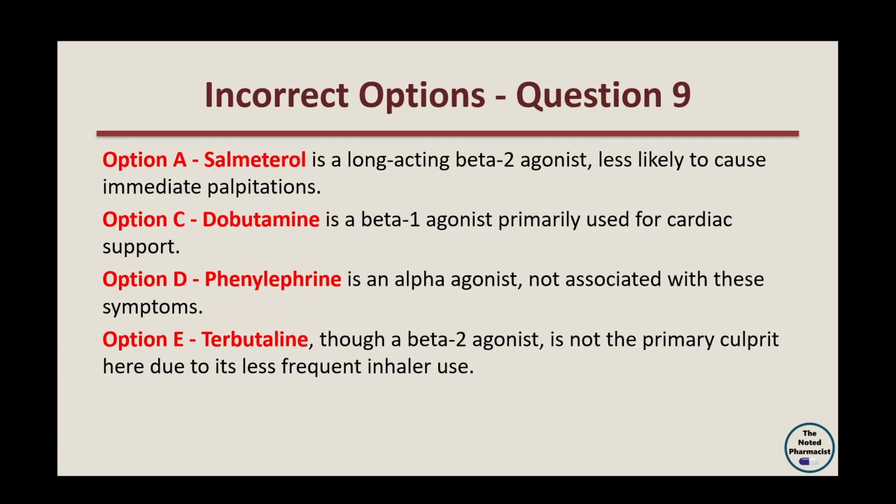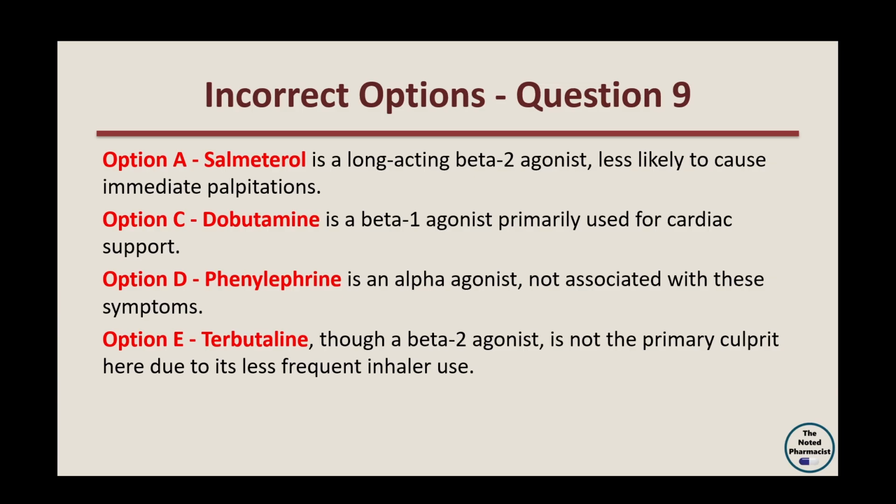Here is the explanation for incorrect options. Option A is incorrect because salmeterol is a long-acting beta-2 agonist, less likely to cause immediate palpitations. Option C is incorrect because dobutamine is a beta-1 agonist primarily used for cardiac support. Option D is incorrect because phenylephrine is an alpha agonist, not associated with these symptoms. Option E is incorrect because terbutaline, though a beta-2 agonist, is not the primary culprit here due to its less frequent inhaler use.